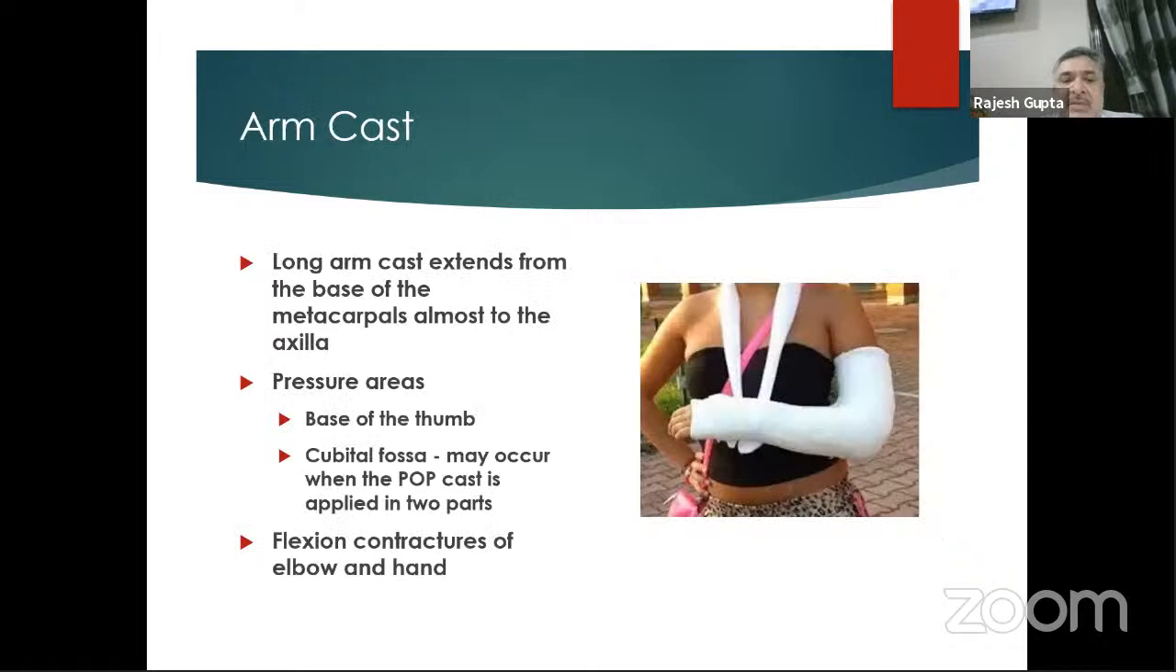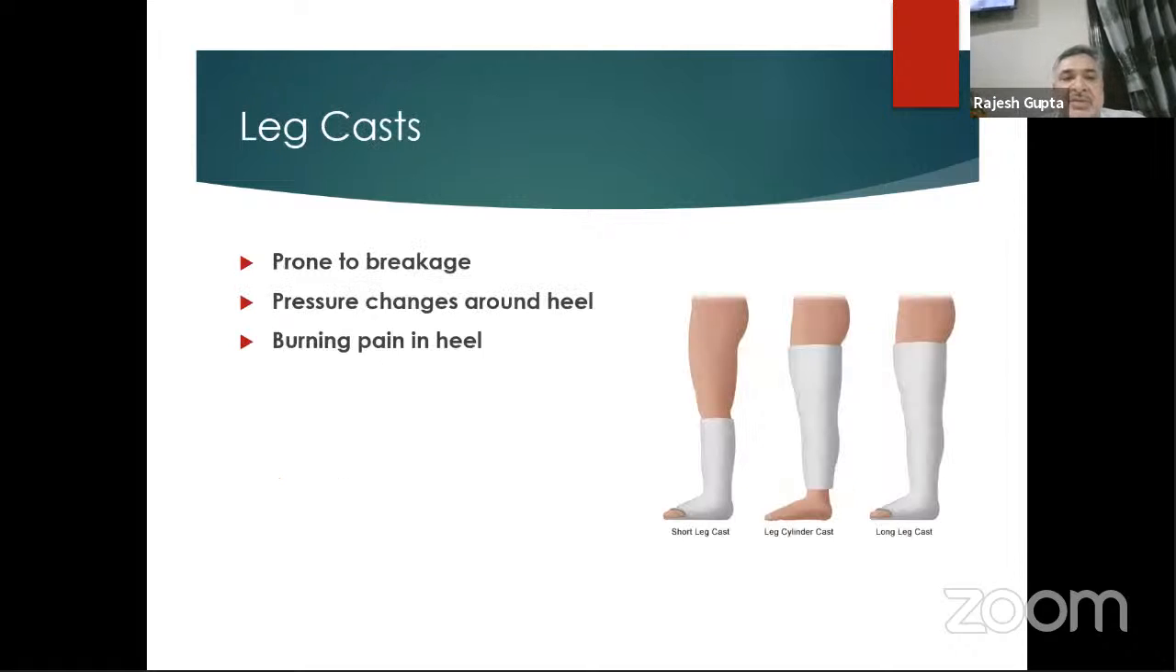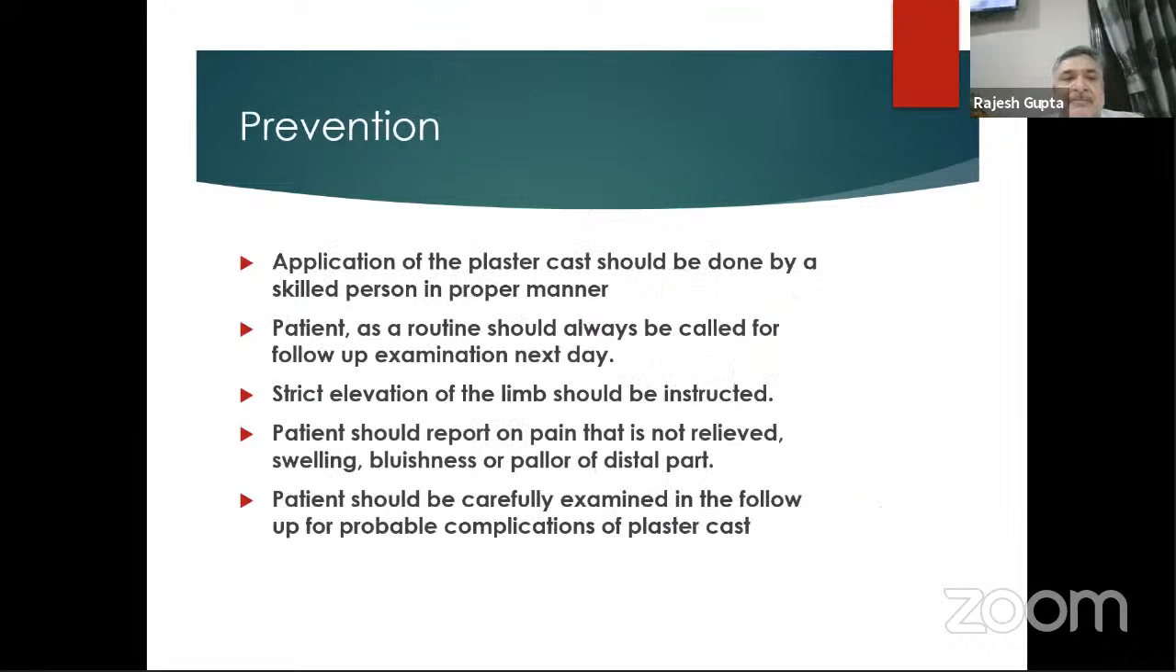Arm cast, there may be pressure sores in the cubital fossa or at the base of the thumb. Hip spica, again pressure changes in the sacrum, coccyx, trochanter, popliteal region, and calf regions. Leg cast, prone to breakage, pressure changes around the heel, and burning pain in the heel. So how to prevent all this?